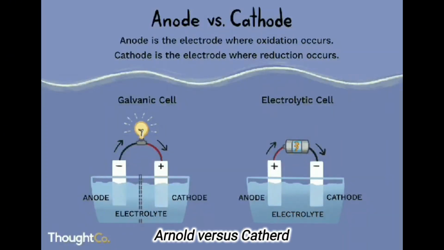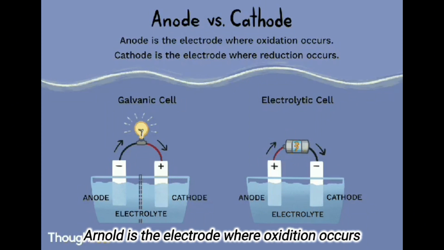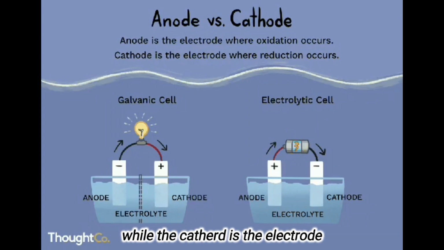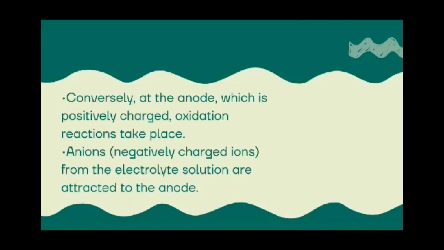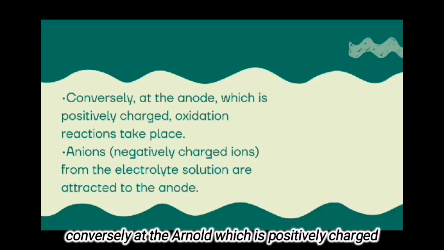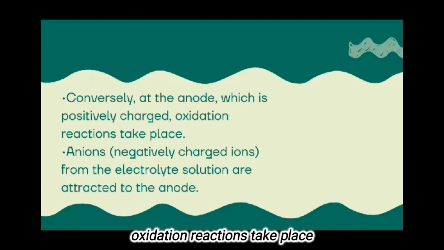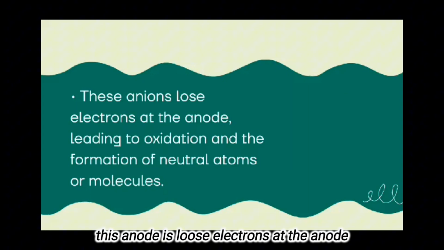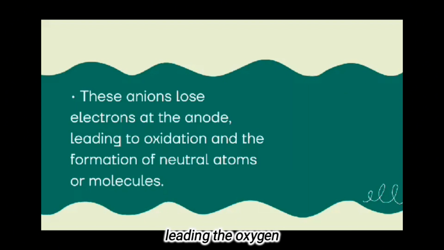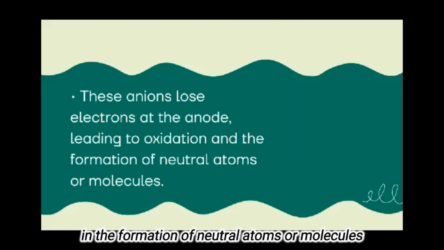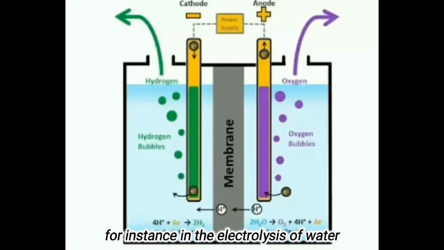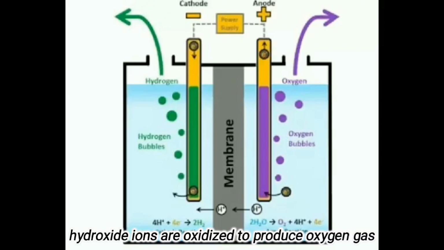Anode versus cathode. The anode is the electrode where oxidation occurs, while the cathode is the electrode where reduction occurs. At the anode, which is positively charged, oxidation reactions take place. Anions, or negatively charged ions from the electrolyte solution, are attracted to the anode. These anions lose electrons at the anode, leading to oxidation and the formation of neutral atoms or molecules. For instance, in the electrolysis of water, hydroxide ions are oxidized to produce oxygen gas at the anode.